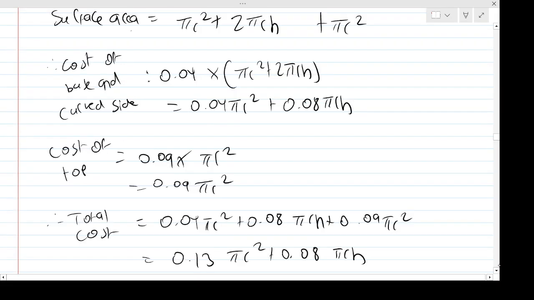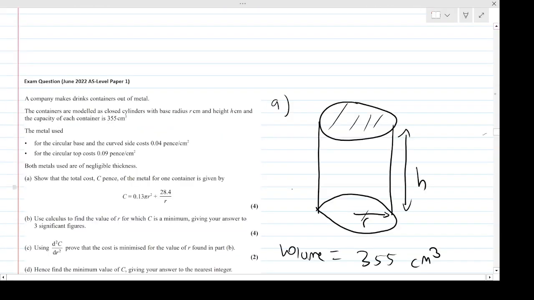So that's part A. Then part B, now that we've got the formula, we need to use calculus. We'll talk more about that in the next section when we look at integration, but calculus can just mean differentiation, right? A fancy word for differentiation and integration, but for now we look at differentiation. Use differentiation to find the value of r for which C is a minimum. So again, it's this idea about finding the minimum value for r, right? It's to do with stationary points and minimum points again.